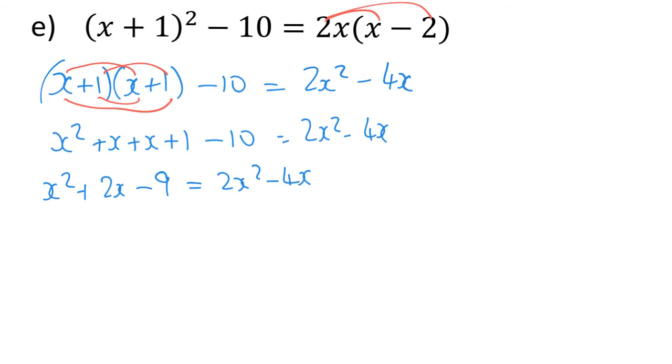So what we need to do now is bring all the terms to one side. The right-hand side has 2x squareds, the left-hand side only has 1x squared, so it's easier if we move the left-hand side terms to the right-hand side. If we do that, we will get 0 equals 2x squared take away an x squared, so that's x squared, minus 4x, and then bring the plus 2x as minus 2x, so that's going to be minus 6x. Bring the minus 9 over, it becomes a plus 9.